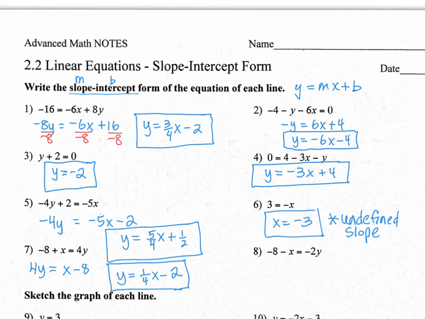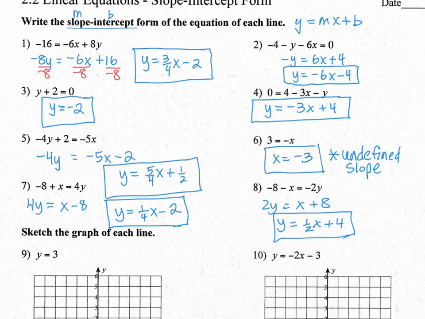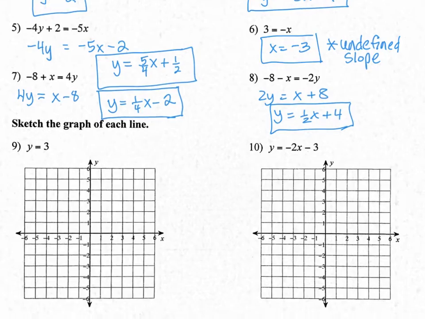And then this last one, I'm going to add 2y over here, add the x, add the 8, divide everything by 2, and we get y equals 1/2 x plus 4. All right, so that's getting things into slope-intercept form. Now we're going to look at equations that are in the form already and actually graph them.